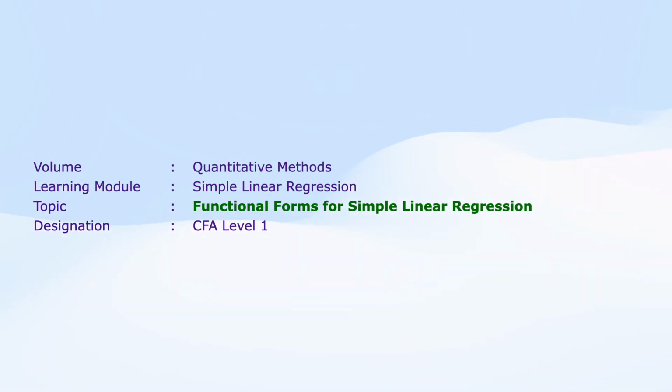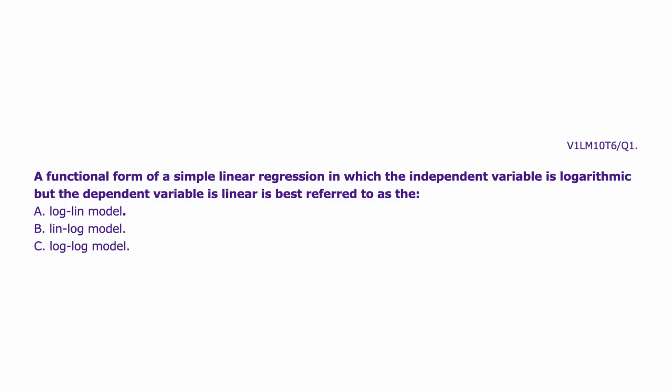Topic: Functional forms for simple linear regression. A functional form of a simple linear regression, in which the independent variable is logarithmic but the dependent variable is linear, is best referred to as A, a Log-Lin model, B, a Lin-Log model, C, a Log-Log model.